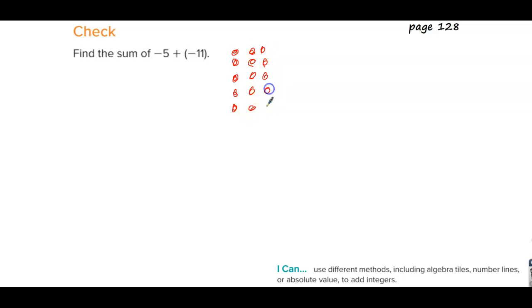And I have an example here, -5, 1, 2, 3, 4, 5, and then 1, 2, 3, 4, 5, 6, 7, 8, 9, 10, 11. All right, so how many negatives do I have now? I have 16 negatives.